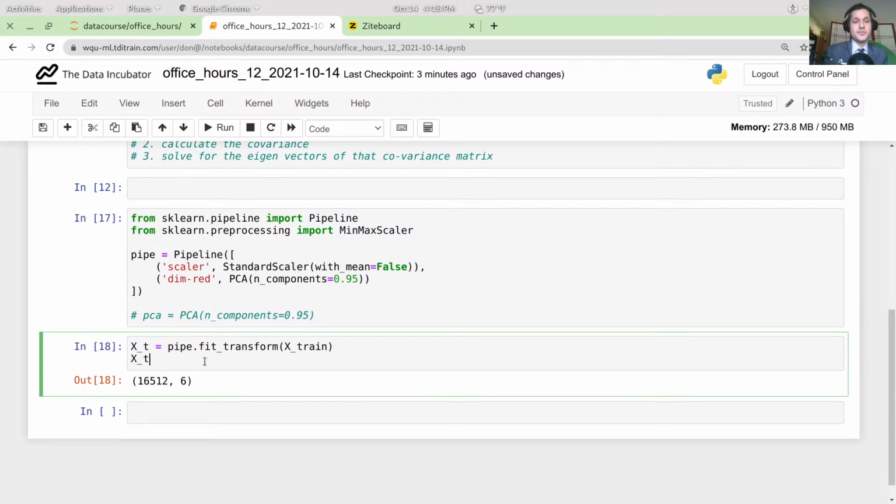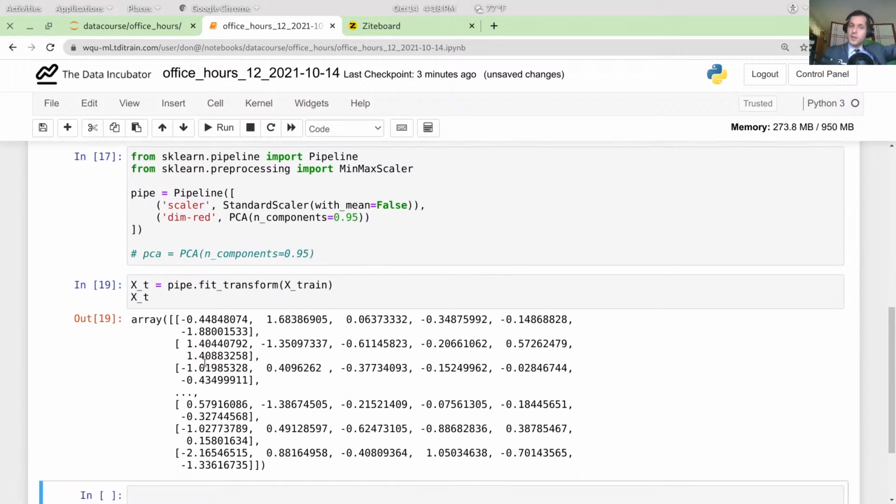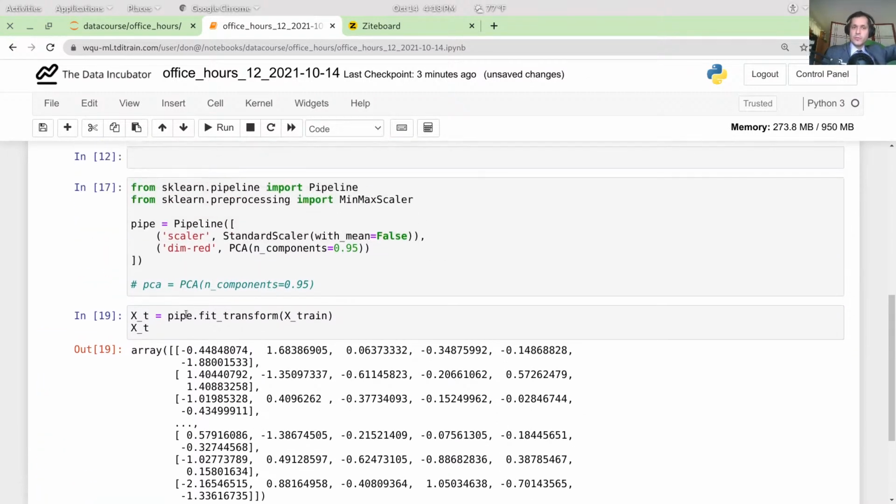I have 6 features. Let me recap because I know I do type fast and I want to make sure things work before I really explain what's going on. So here a pipeline is going to scale my data without using the mean, so I simply divide by the standard deviation, and I said, let's do PCA. Give me the number of components I need to achieve 95% variability, which apparently is 6 features.